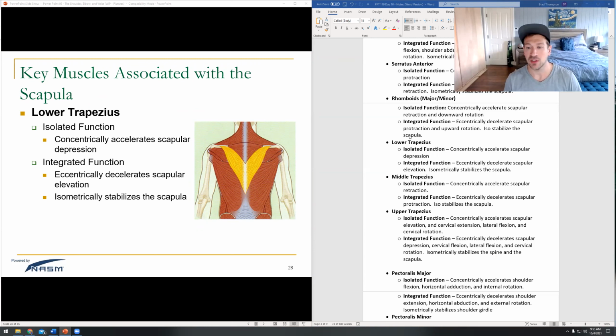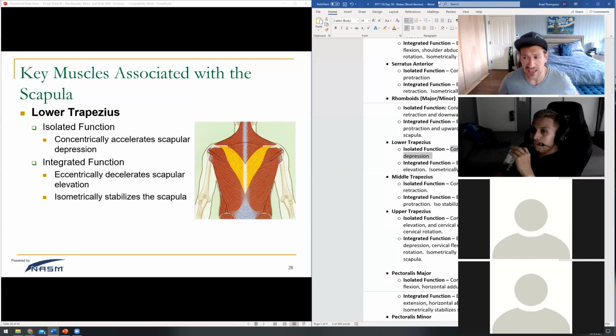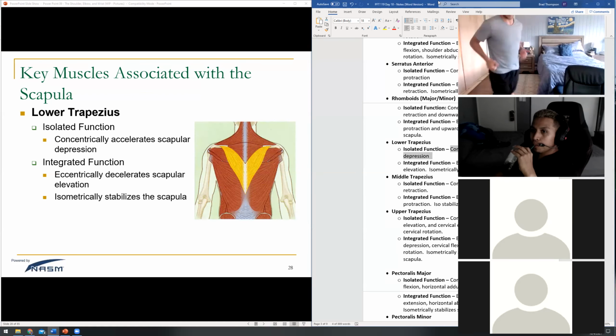So scapular depression is what this does, right? And retract, it doesn't say it here, but it also does a little bit of retraction. So concentrically accelerates scapular depression. So remember, this is scapular elevation. This is scapular depression. And we spend all day on our phones in elevation, which is why this is an underactive muscle.